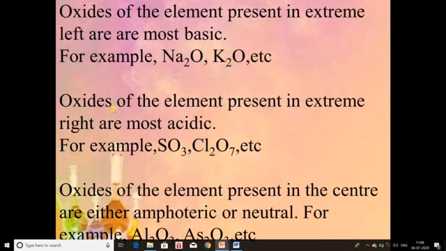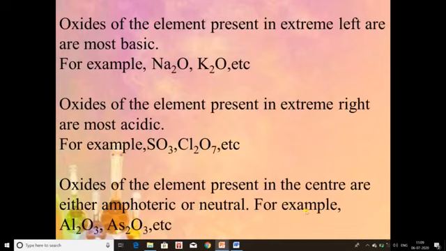Now next, these are the oxides of the elements which are present on the extreme right. So sulfur combines with oxygen and forms sulfur trioxide. So it is acidic in nature. In the same way, when chlorine forms oxide, it is also acidic in nature.